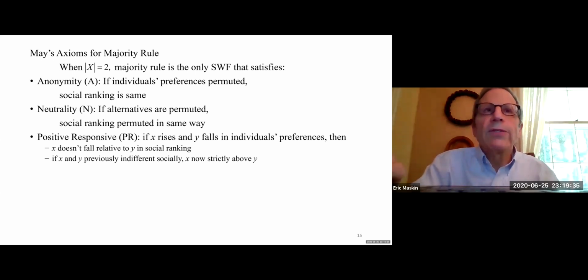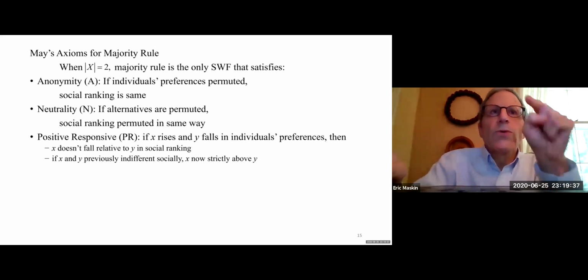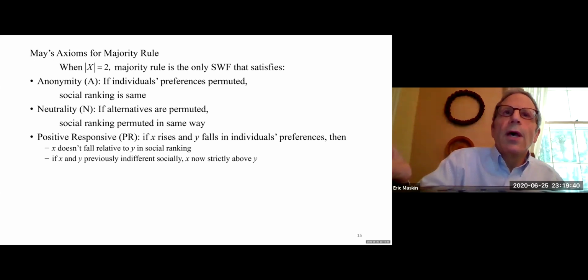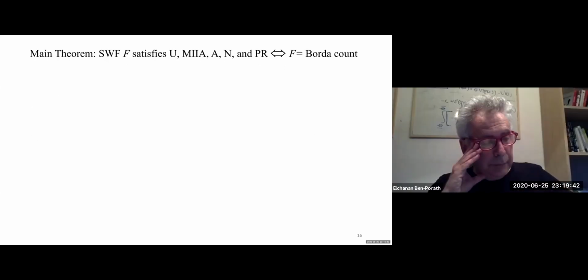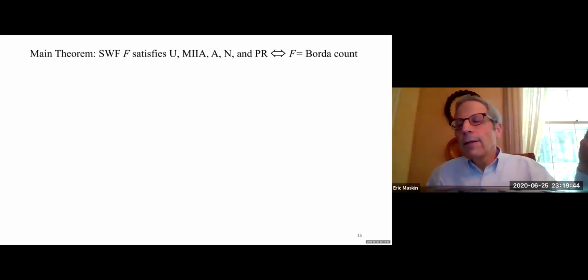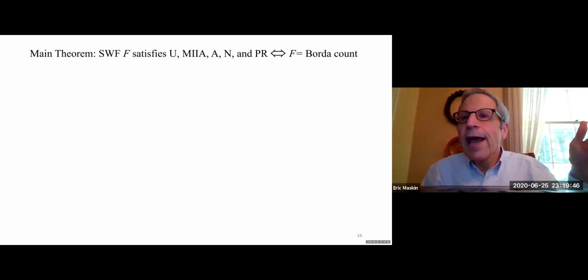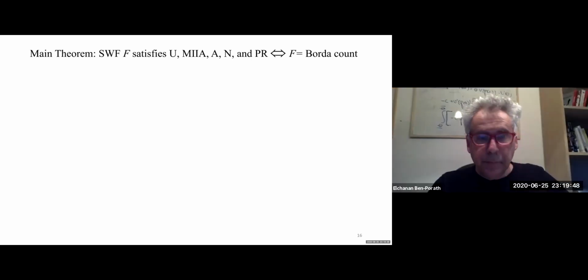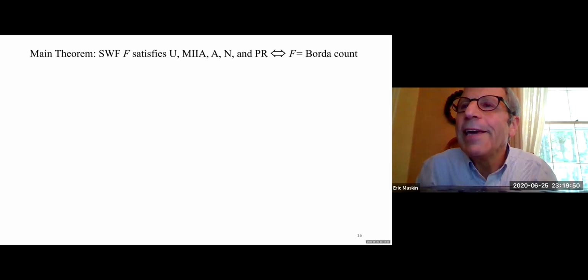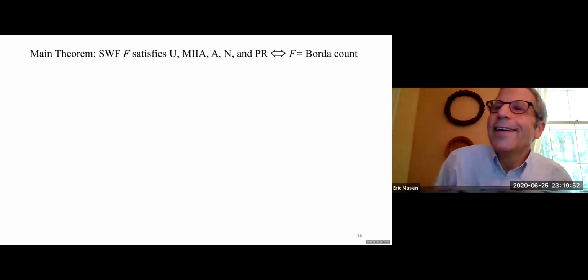Now let's look at those same axioms for more than two alternatives, and here is the main result. And now that you've seen this, Bob, you can leave without missing anything.